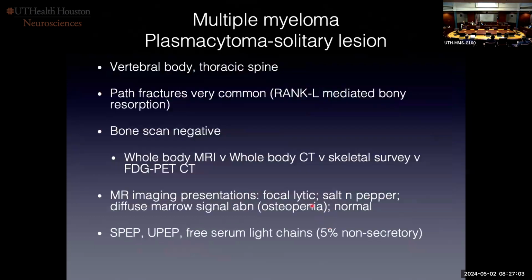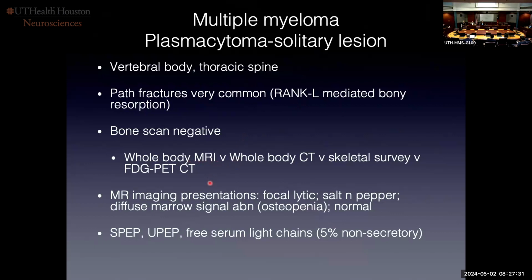So solitary lesions. So why are these multiple myeloma lesions so incredibly osteoporotic? Why is there such tremendous bone destruction? And why are pathologic fractures so common? It's because of activation of the RANK ligand mediated bone resorption pathway. Important, bone scan is classically negative. Workup, as I said again, whole body MRI, you've got a number of choices.